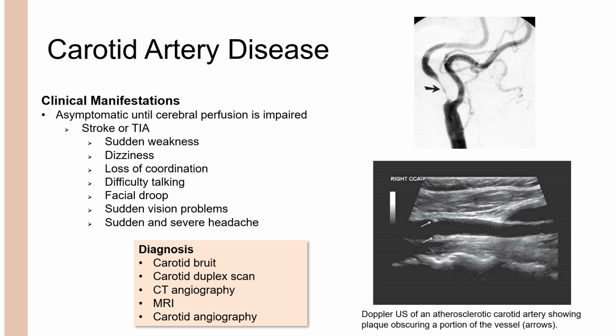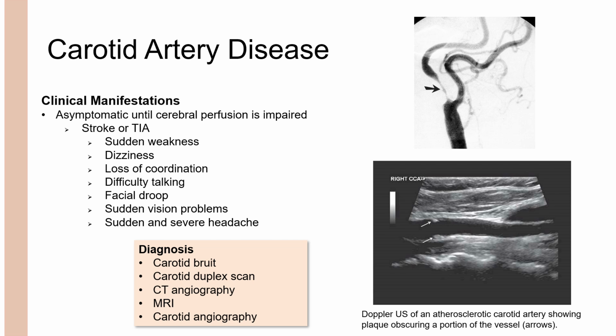So signs and symptoms of a stroke or TIA is going to be sudden weakness, dizziness, a loss of coordination, difficulty talking, facial droop, sudden vision problems, sudden and severe headache. So diagnosing this, you can hear a bruit on the carotid artery. So if you put your stethoscope on the neck, you can hear a bruit.